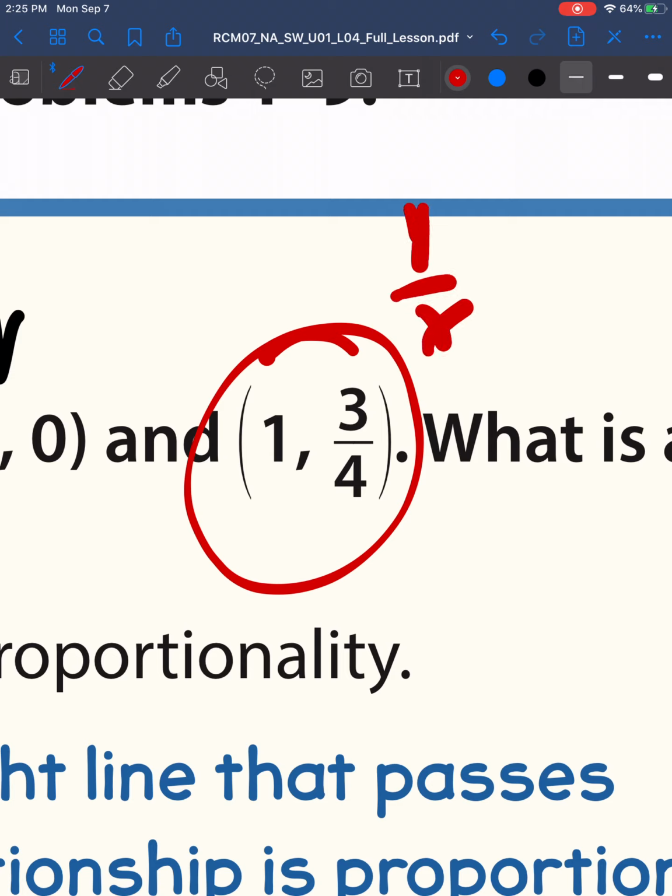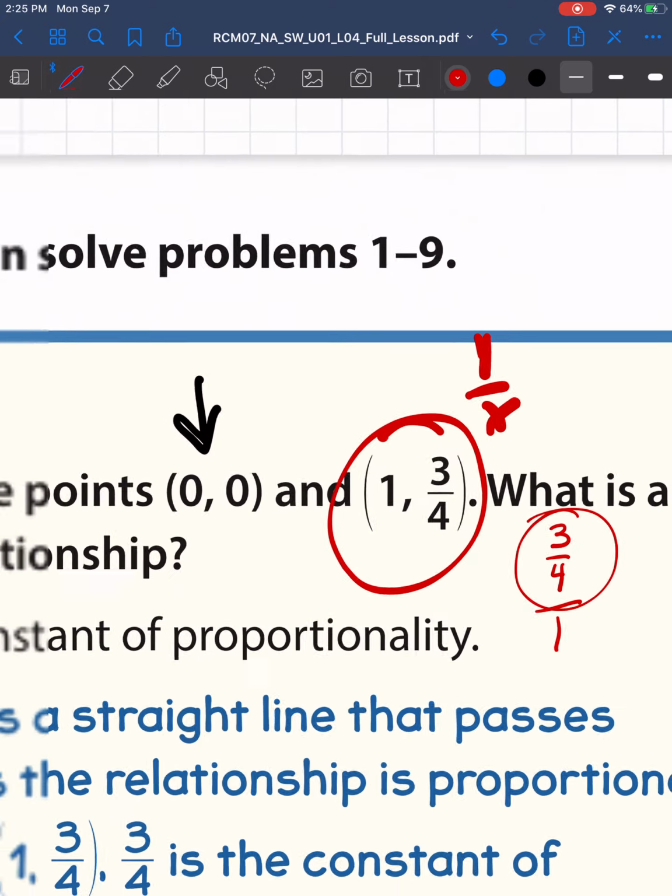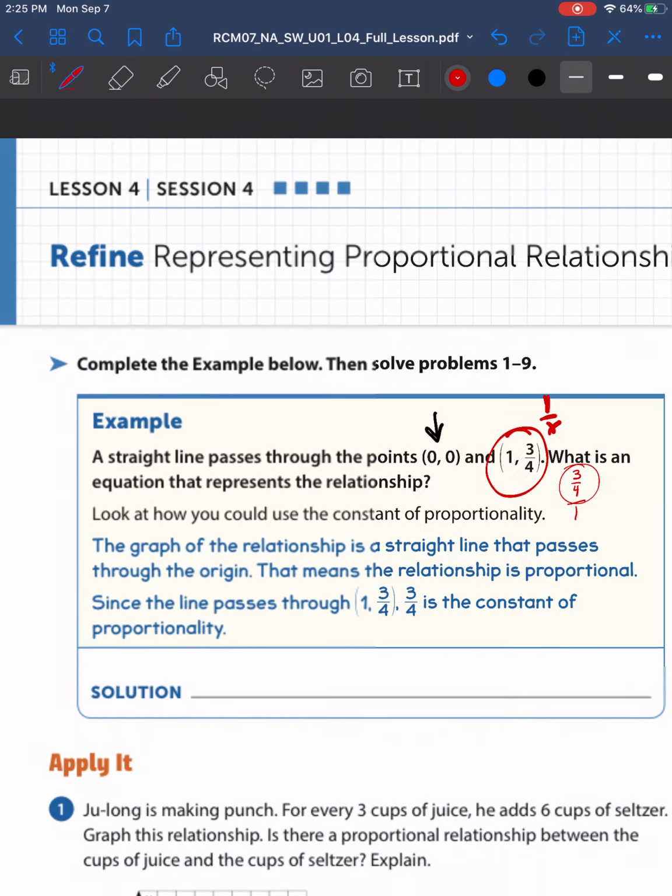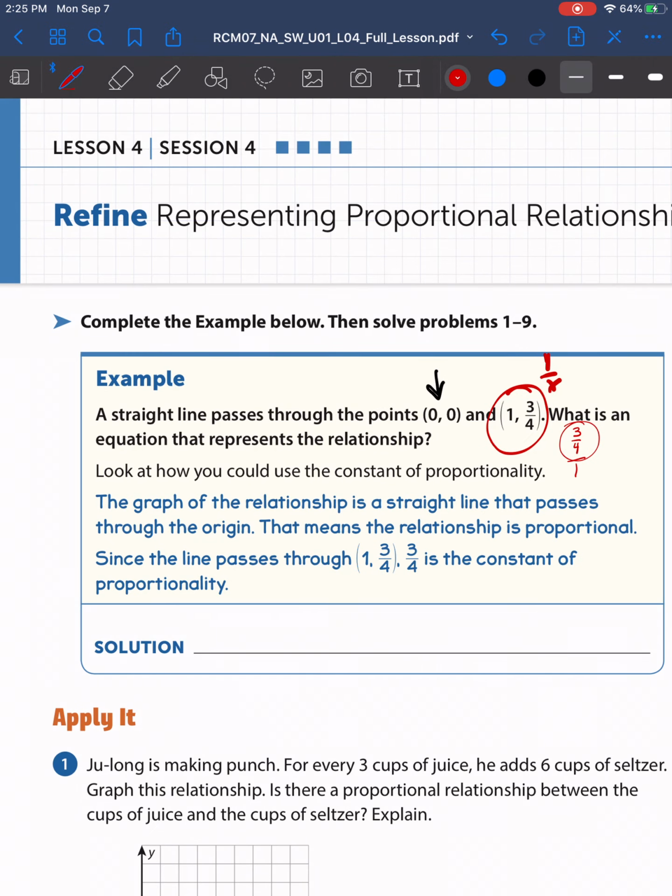What's my y here? 3/4. What's my x? 1. What's 3/4 divided by 1? 3/4. So my slope is 3/4, right? Slope is the constant of proportionality. And it's asking me, can I make an equation? Yes. y equals slope times x.